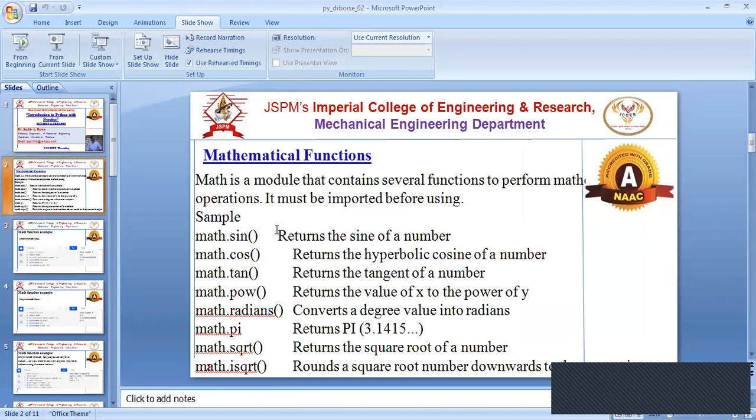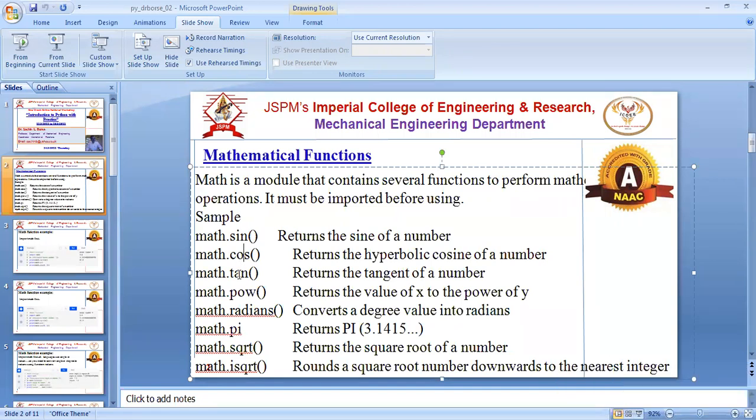Okay. So what importing is possible? What mathematical functions can we use? We can use sine, so we have to write math.sin. If you want to use cos, you have to use math.cos. You have to use tan, math.tan. If you want to use power, you use math.pow.